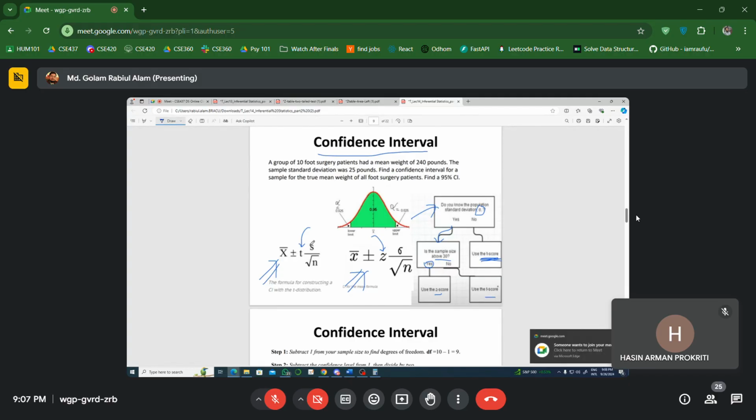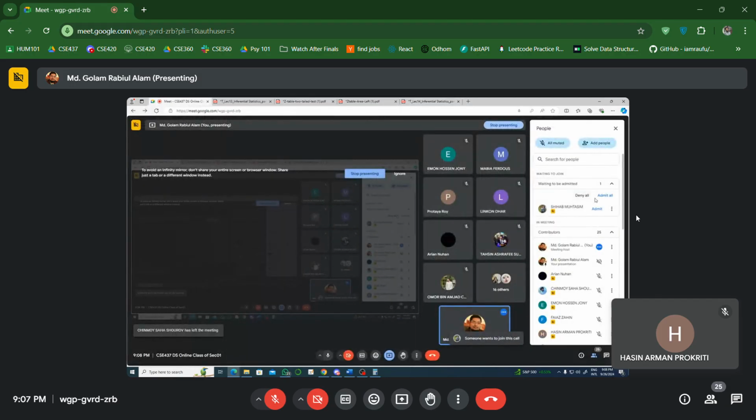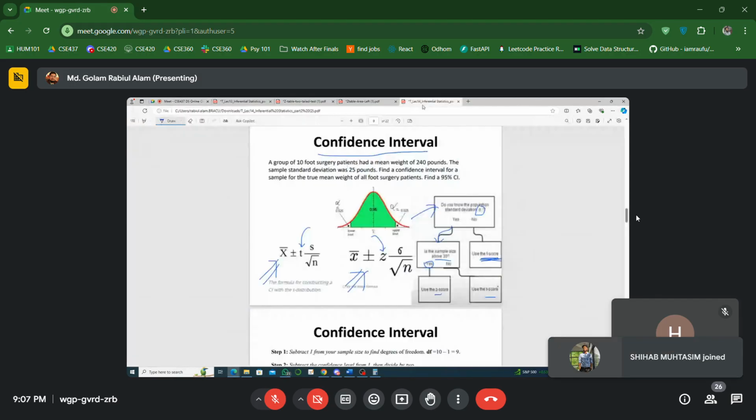So in confidence interval determination, we have to check two things. At first is sigma, whether the population standard deviation is given or not. If no, then directly use the T score, and if yes, then we have to check the number of samples. If it is above 30, then okay, Z score, otherwise T score.